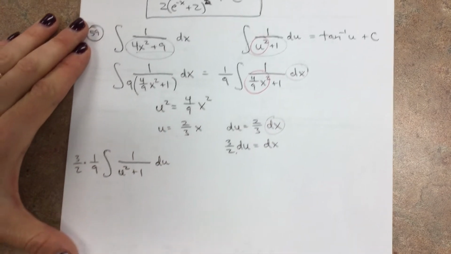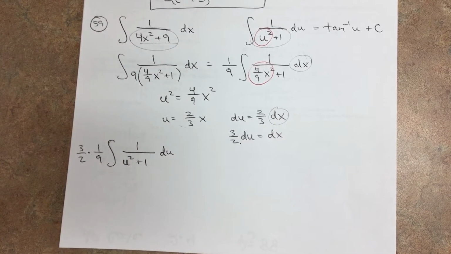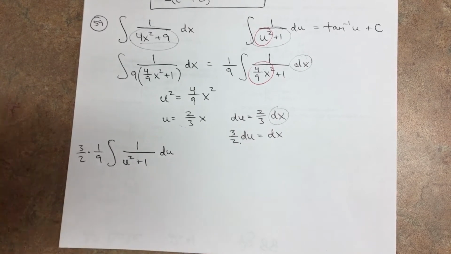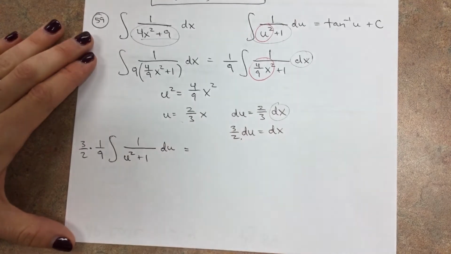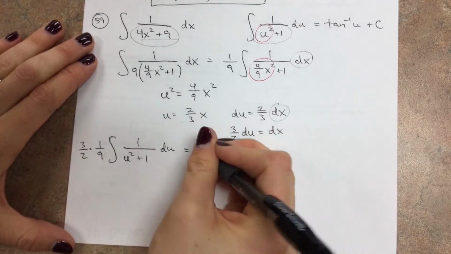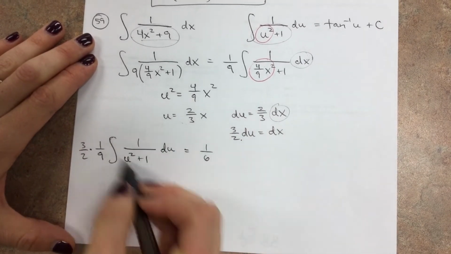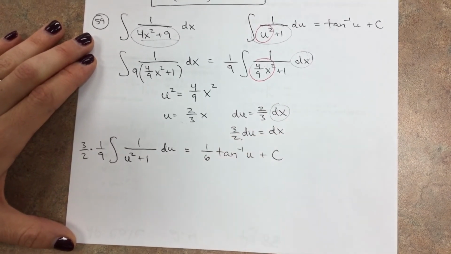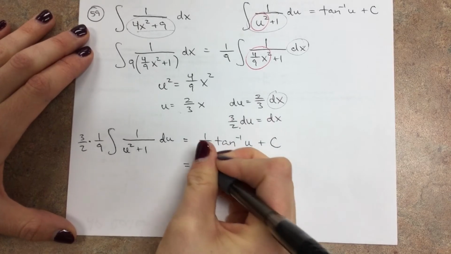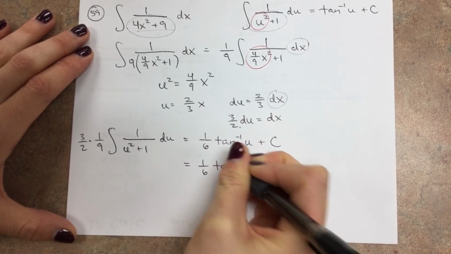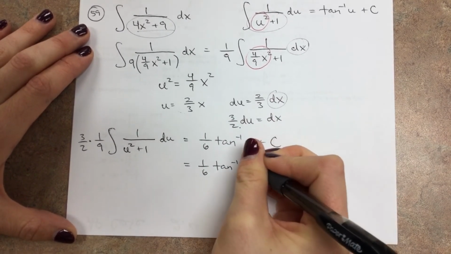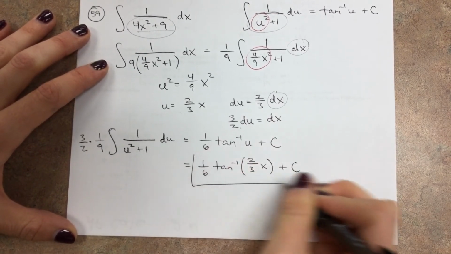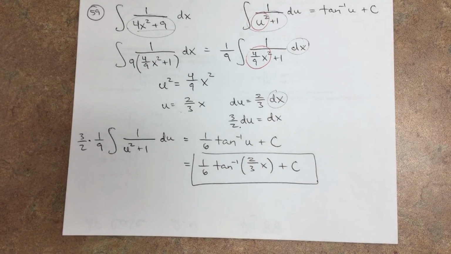And remember, any constants can just go out front. Variables can't. There's been a lot of misconception with that, but only numbers, constants, can go out front like this. So simplify this up. I will end up with 3/18, which is 1/6. And then the antiderivative of this is a tangent inverse of u plus c. Always make sure for your final answer that the original ends up back in place. So u should be a 2/3 x plus c. So this would be your final antiderivative for number 59.